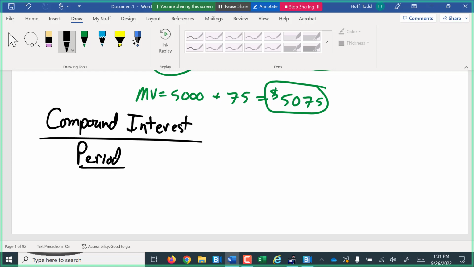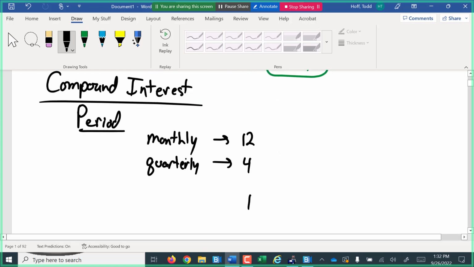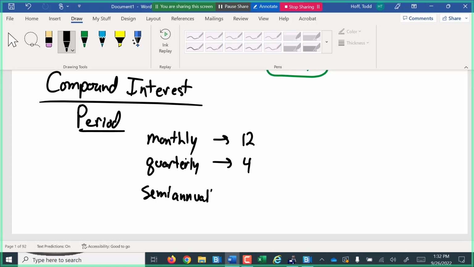So period could be monthly. Monthly means how many times a year? 12, good. Or quarterly, which would be how many times a year? How many quarters in a year? 4, good. Semi-annually, less common because it's almost too far apart. Semi-annually would be how many times a year? Twice. Yep.